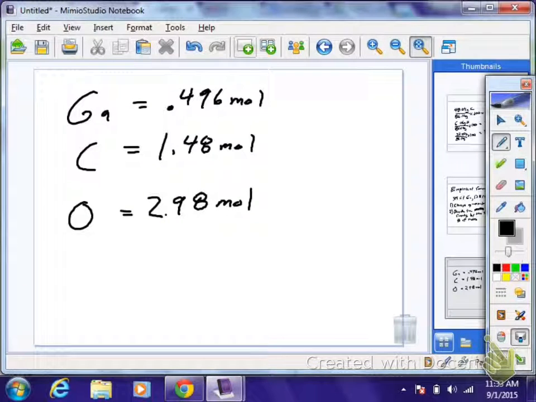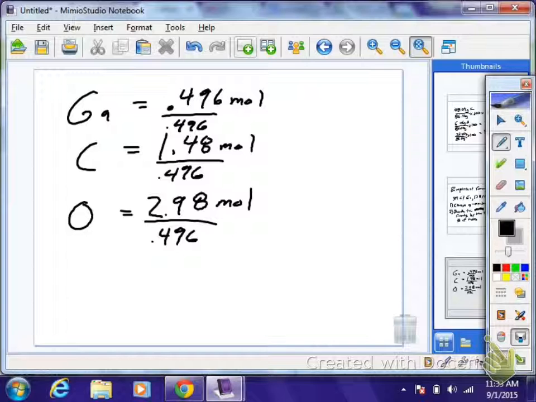So these are our moles. And of course 0.496 is smallest. So we just divide all 3 of those by 0.496. And what this step does, okay, Lindsay, it gets them all into whole numbers. So we go 1, 3, 6. Is that right? Yeah. Okay.